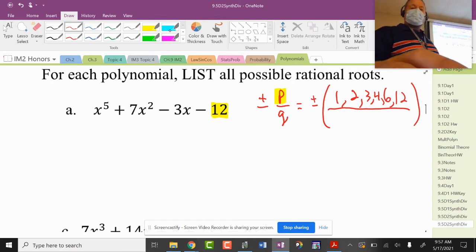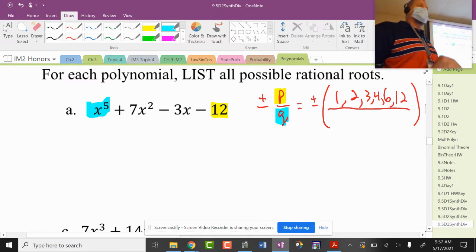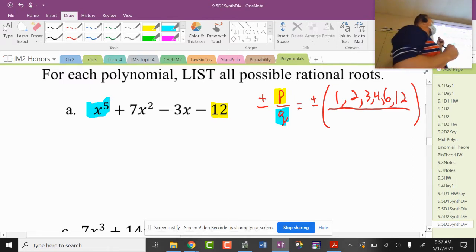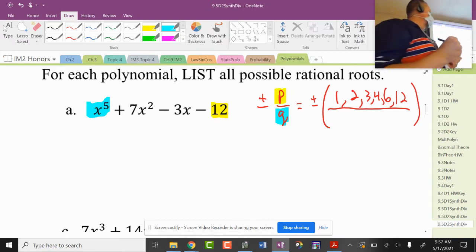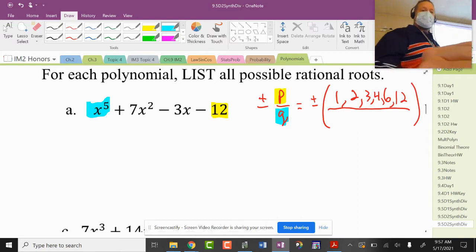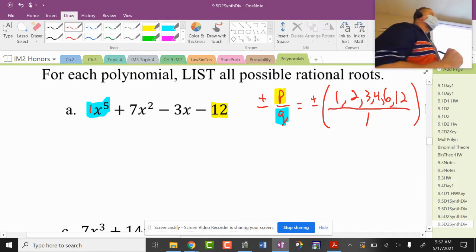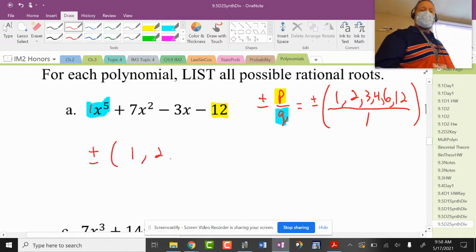What are the factors of Q? Q comes from the leading coefficient, which is the top dog variable power. So 5 is the highest power. So the leading coefficient is simply 1. So this is all over 1. So I want you to understand what this actually does. Final answer, this one was easy. I will write it, and I will do this lazily where I don't have to write plus minus 1, 2, 3, 4, 5, 6 times.